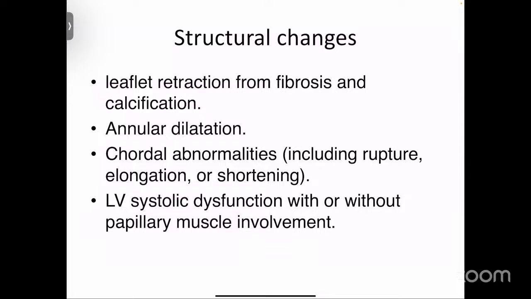Now, the structural changes in mitral valve regurgitation can be one of the following, or can be combined structural changes. These are leaflet retraction from fibrosis and calcification, annular dilatation, or chordal anomalies, including rupture, elongation, or shortening. These structural changes can be accompanied by left ventricular systolic dysfunction with or without papillary muscle involvement.